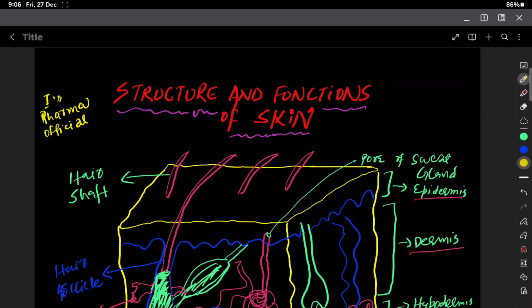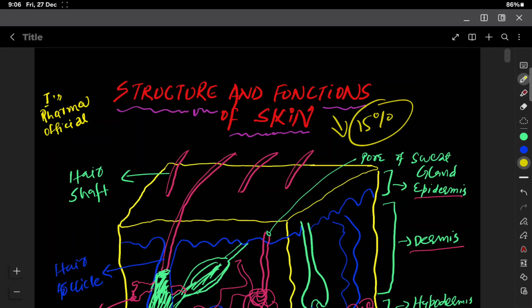Almost 15% of the total adult body weight is formed by the skin. If we go to the surface area, skin has a surface area of almost 1.5 to 2 square meters in adults. So this is the surface area of the skin.